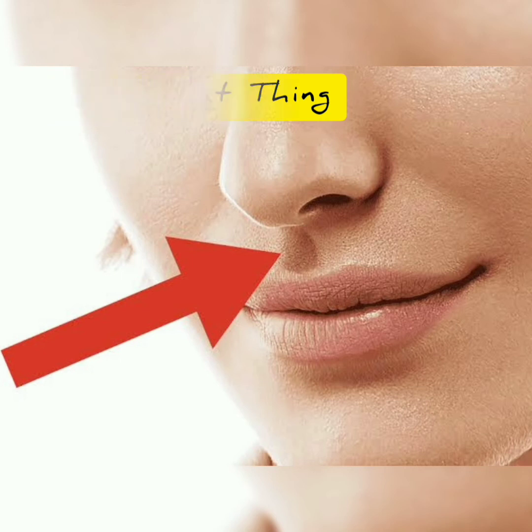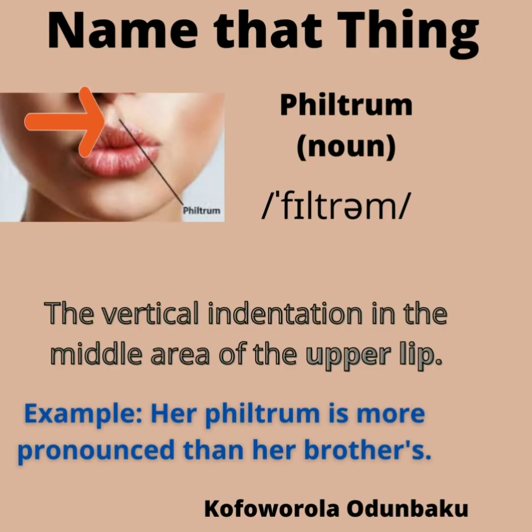What is this called? It is called philtrum. Philtrum is the vertical indentation in the middle area of the upper lip. A philtrum is more pronounced than a brother's. Philtrum.